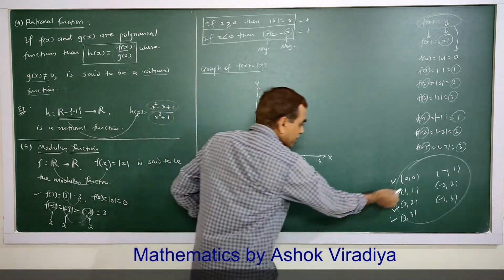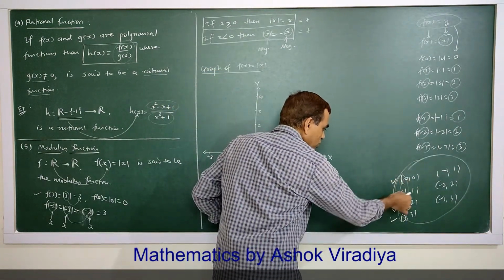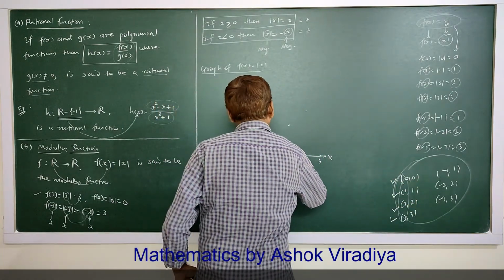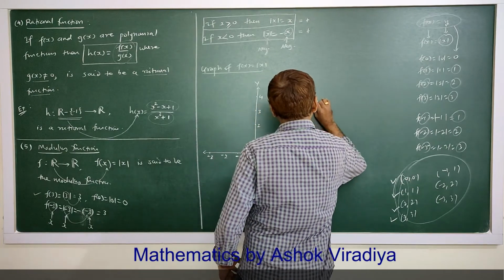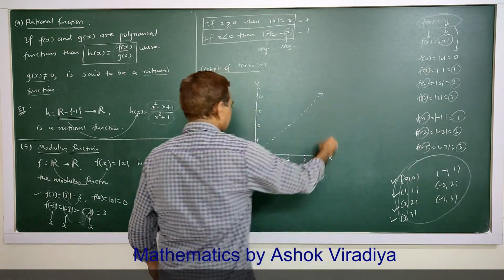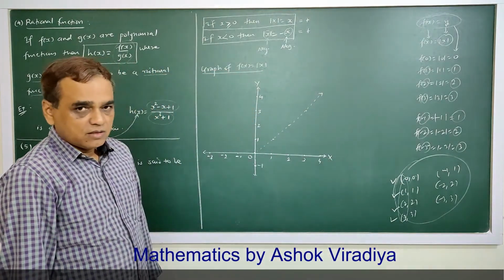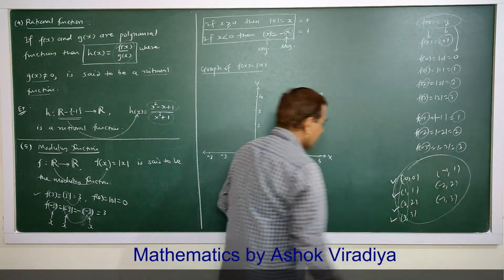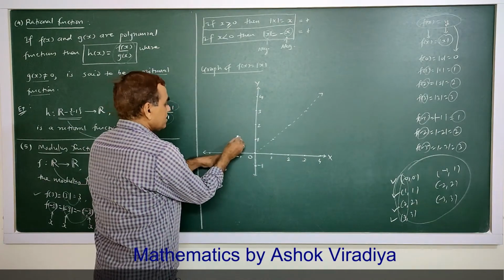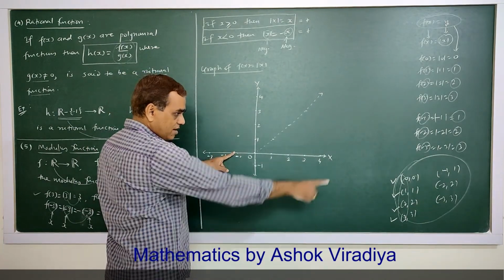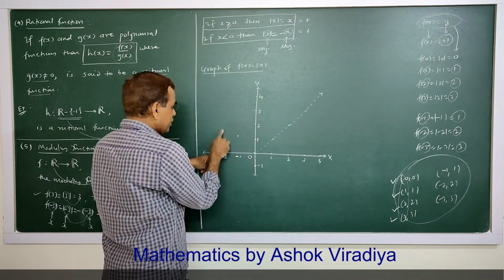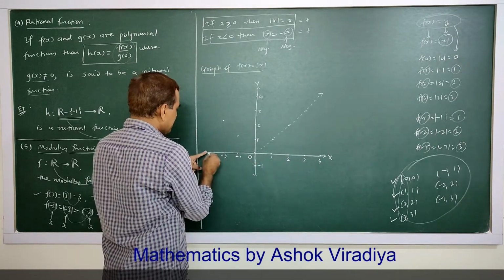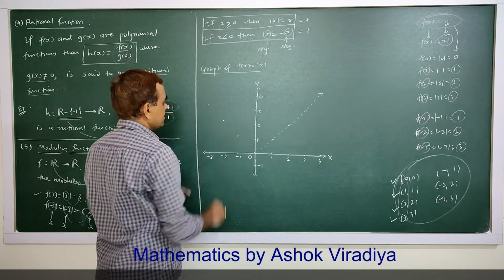So when x is positive or 0, y is the same. So we are getting points on this ray. Now, when x is minus 1, y is 1. (-1, 1). Minus 2, 2. Minus 3, then image is 3. Image of minus 3 is 3.